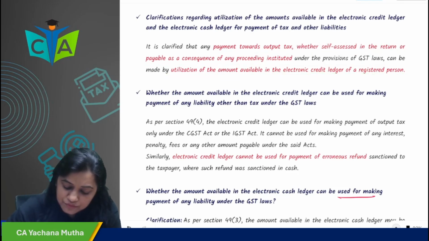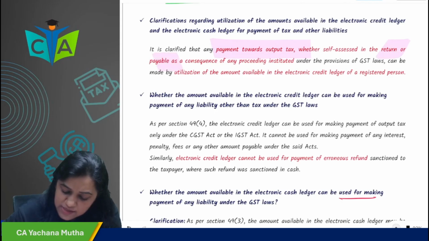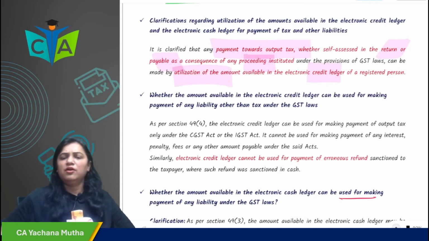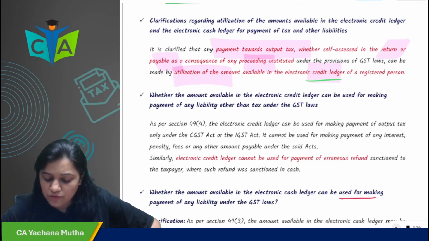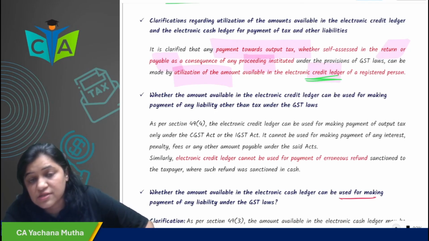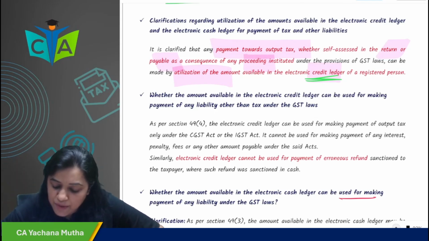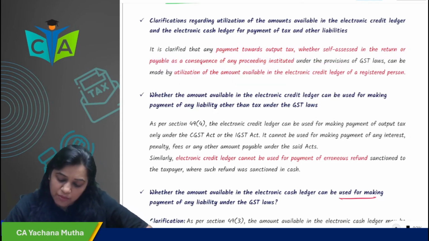This we know very well, that for any amount towards output tax, whether in the return or in proceedings, you can use the electronic credit ledger as well as the cash ledger. So the clarification is that whether the output tax is self-assessed, that is you have assessed, or the officer has assessed, in both cases output tax can be paid using the electronic credit ledger of the person. That is not a problem.